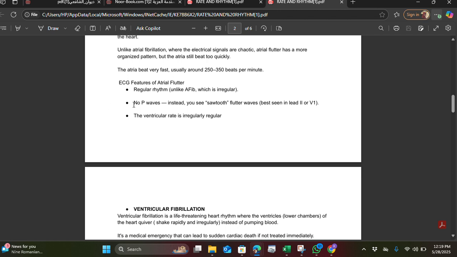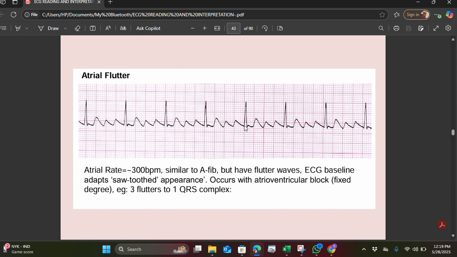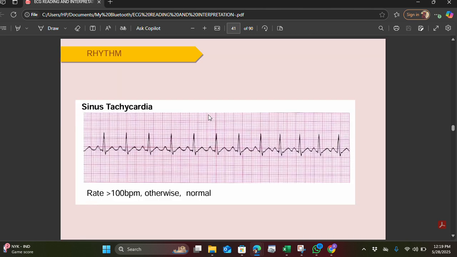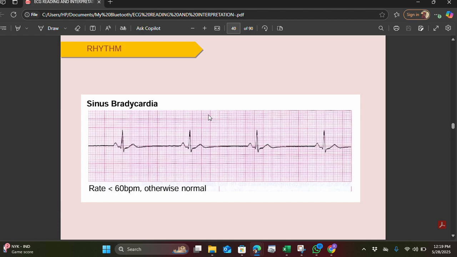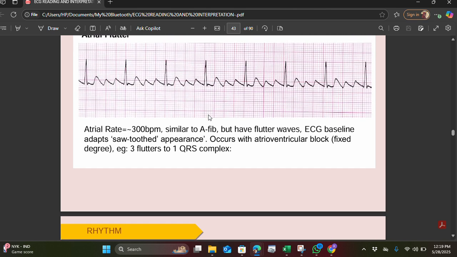Now there are no distinct P waves, not even multiple P waves. What you see are sawtooth flutter waves. Let me show you that image again so you can see what I'm trying to say. See, this flutter is not a distinct P wave like in this place, not even here. Compared to this, it's just a flutter wave with a sawtooth appearance. For atrial fibrillation, what is common is a wavy baseline, while for atrial flutter it is a sawtooth appearance.